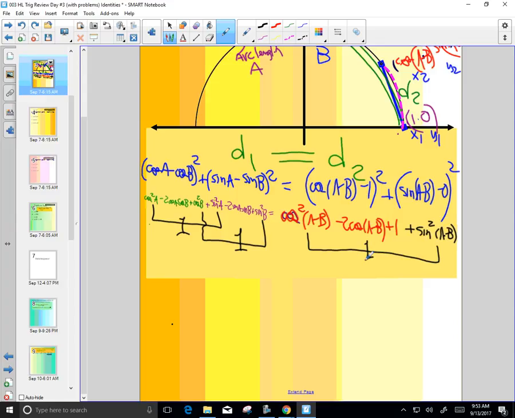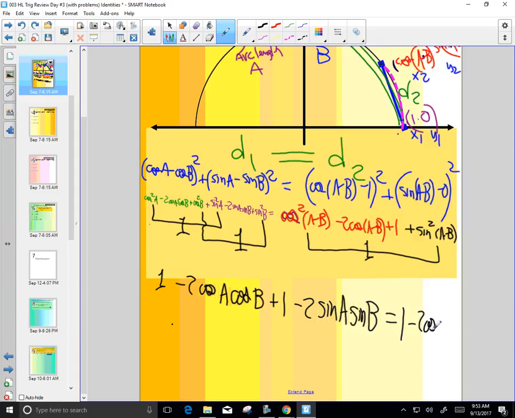Okay, so what you're left with is 1 minus 2 cosine A cosine B plus 1 minus 2 sine A sine B, and then this is going to be 1 equals 1 minus 2 cosine A minus B, and there is another plus 1 in here. So this guy in green plus this one in purple plus the other one in red.